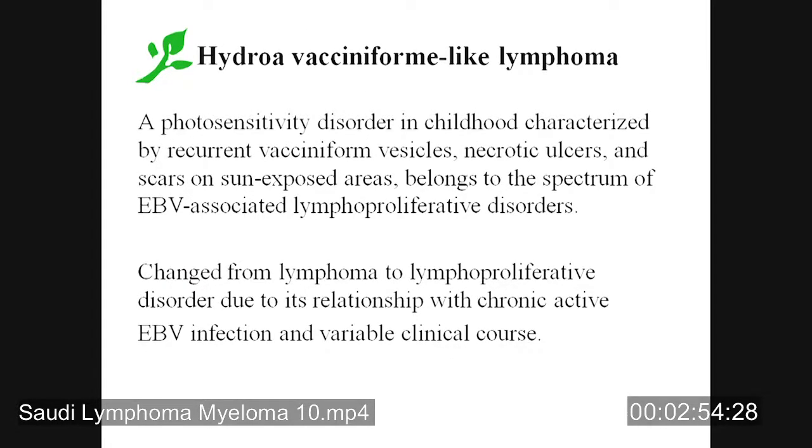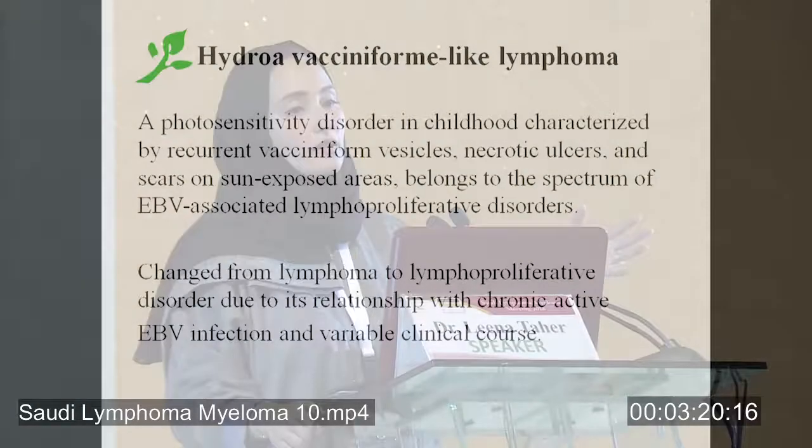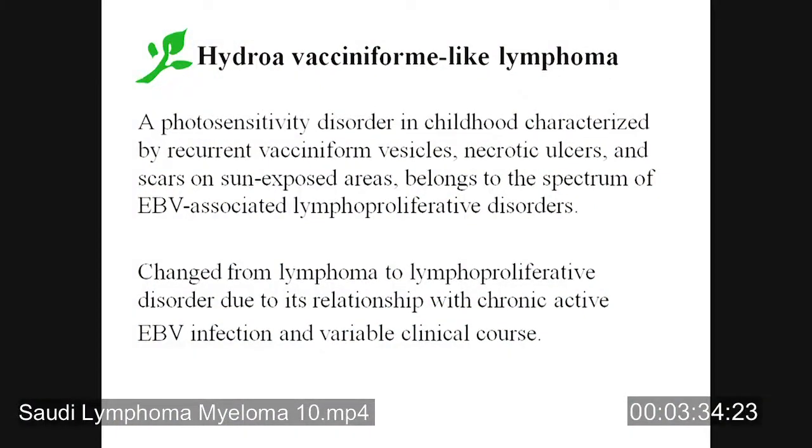The hydroa vacciniforme-like lymphoma is also part of the EBV positive T-cell and NK cell disorders, and it has been changed from lymphoma into lymphoproliferative disorder. Patients usually have vesicles or recurrent ulcers in the skin, and usually they have a very long or chronic clinical course. It's variable from patient to patient. To develop a systemic disorder, it may take a long time. That's why they call it a lymphoproliferative disorder instead of lymphoma.